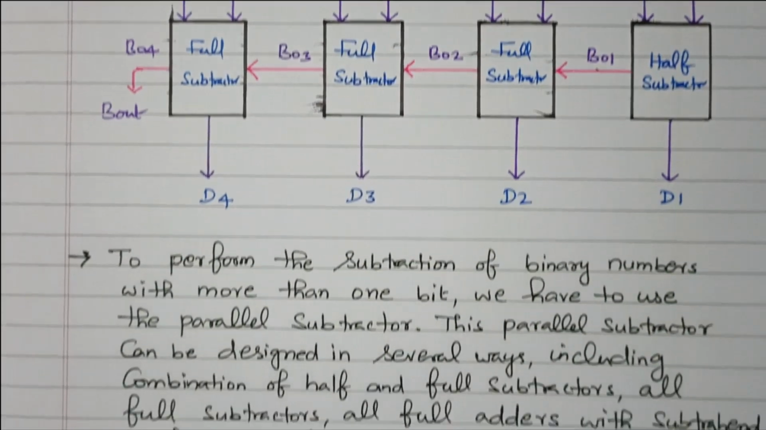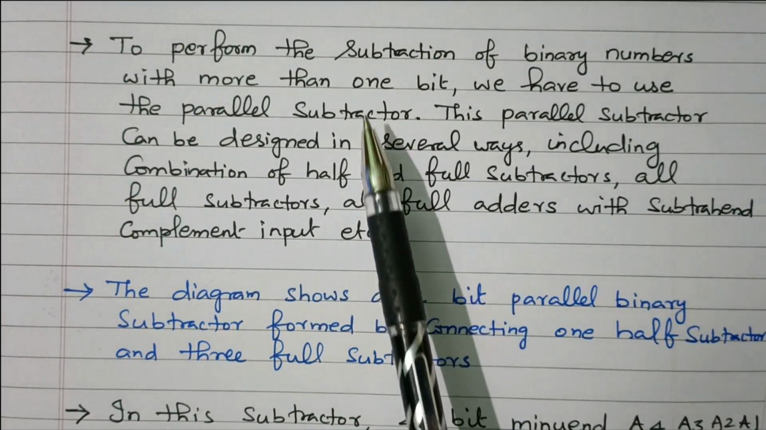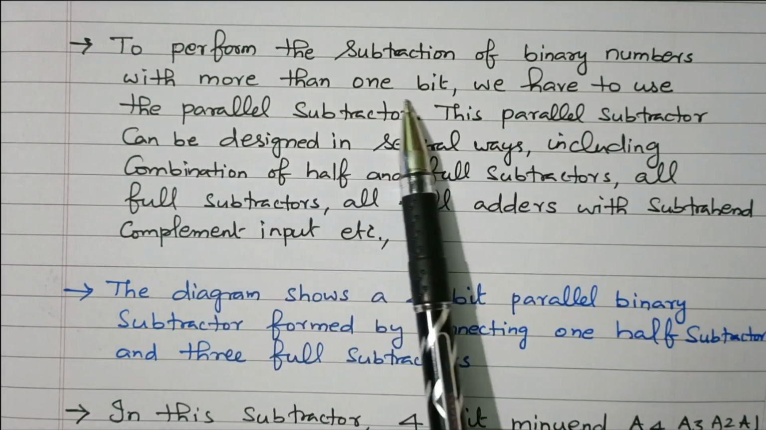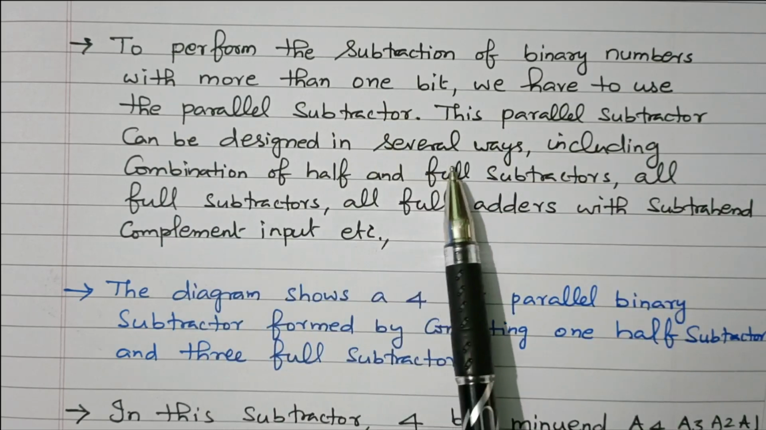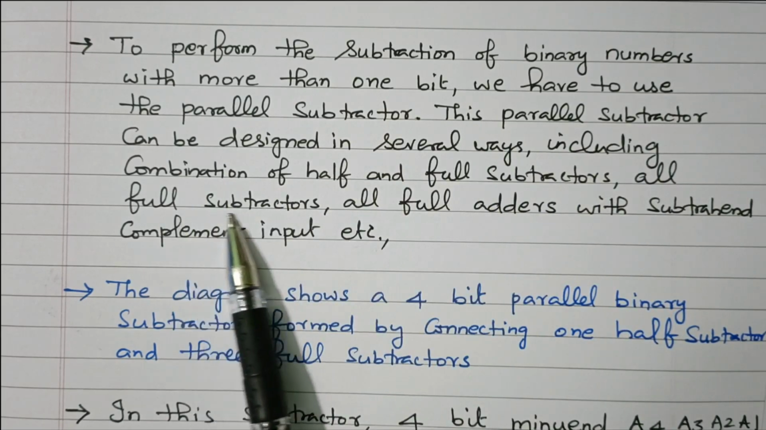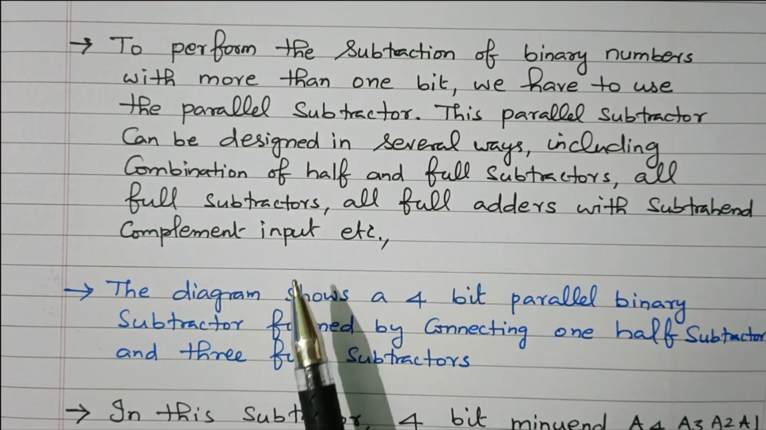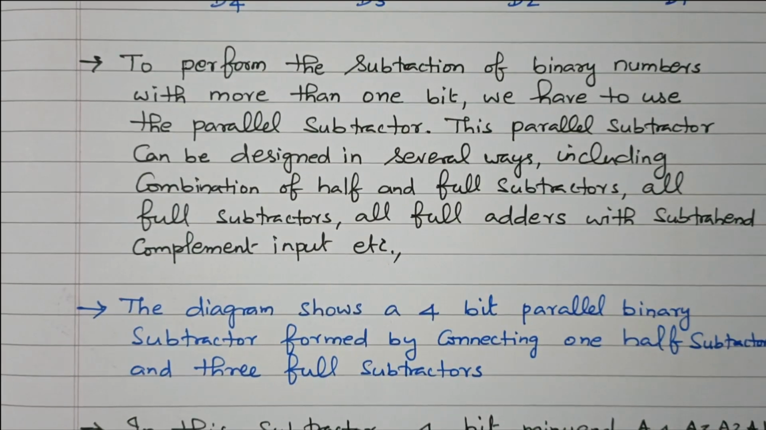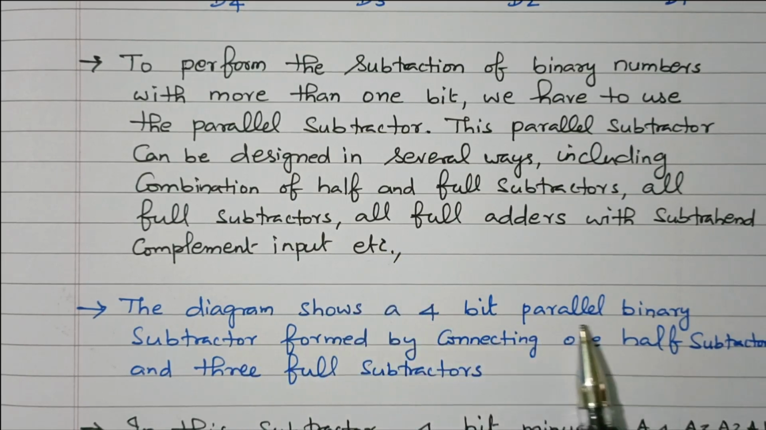Now the description is available, what we discussed is given in the statements. To perform the subtraction of binary numbers with more than 1 bit, we have to use the parallel subtractor. This parallel subtractor can be designed in several ways, including a combination of half and full subtractors, all full subtractors, all adders with subtrahend complement input, etc. So there are several ways available. Here we have used the half and full subtractor. The diagram shows a 4-bit parallel binary subtractor formed by connecting 1 half subtractor and 3 full subtractors.